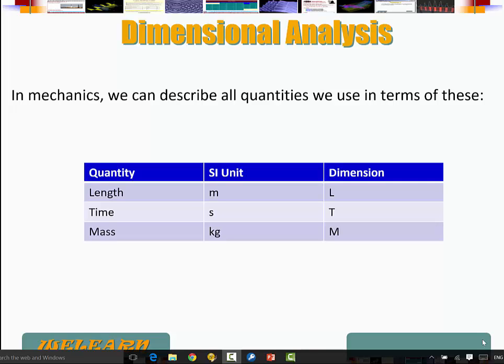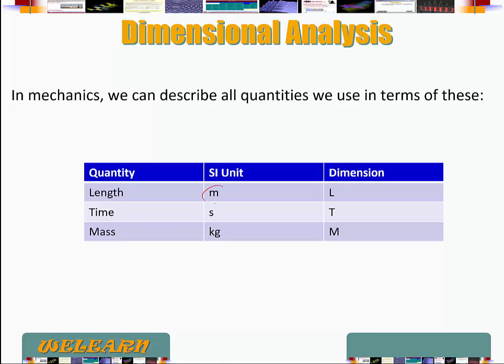Length: the SI unit for length is meters, and in dimensional analysis, we refer to it as L. The SI unit for time is seconds, and in dimensional analysis, we refer to it as T, capital T. And the third quantity is mass. The SI unit for mass is kilograms, and the dimensional analysis symbol that we use is capital M.